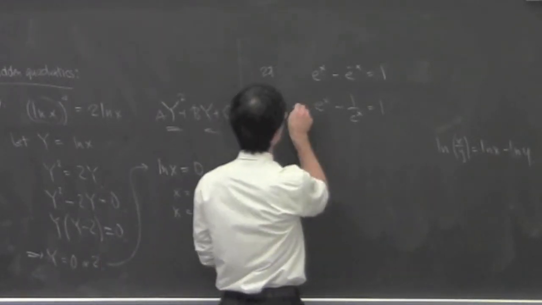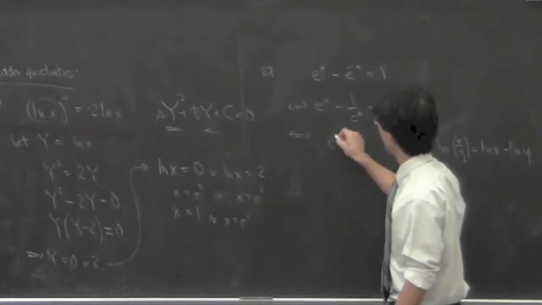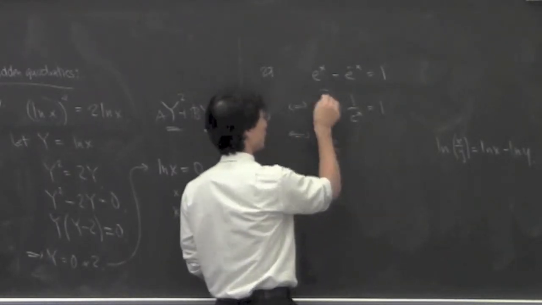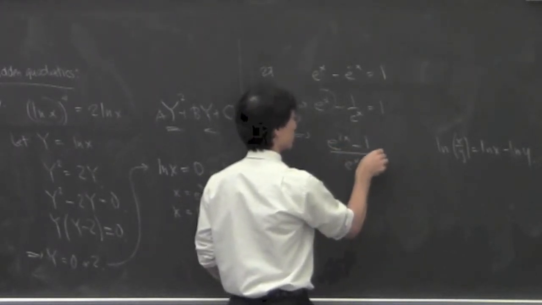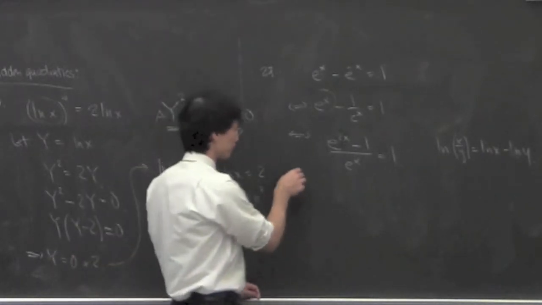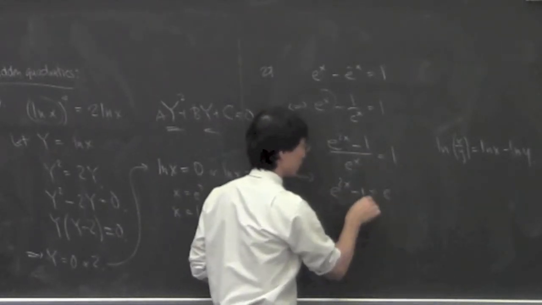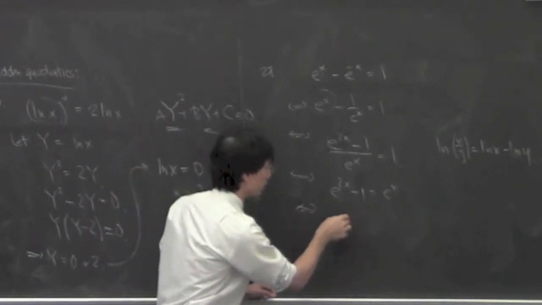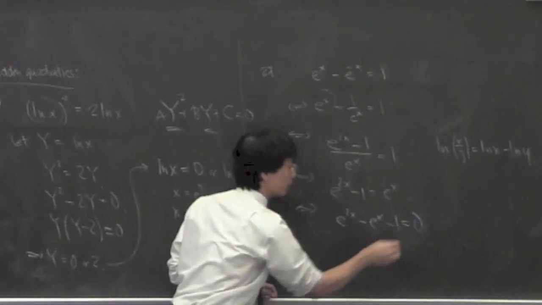As long as you don't do anything illegal, it's okay. So you're going to make it into one fraction. Multiply this guy by e to the x also, and get e to the 2x minus 1 over e to the x. And then you can take e to the x to the other side. Great. So now let's put it all on one side: e to the 2x minus e to the x minus 1 is equal to 0.